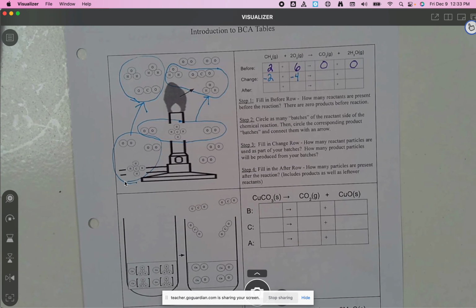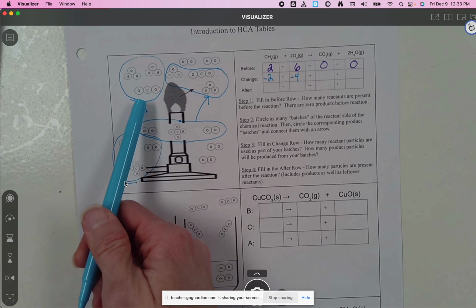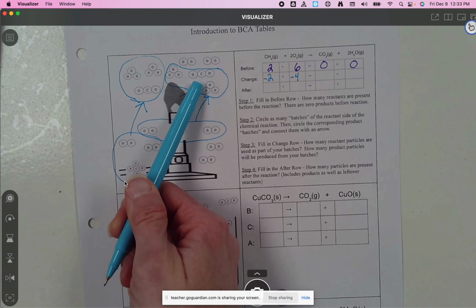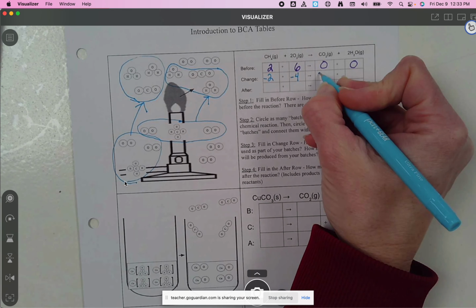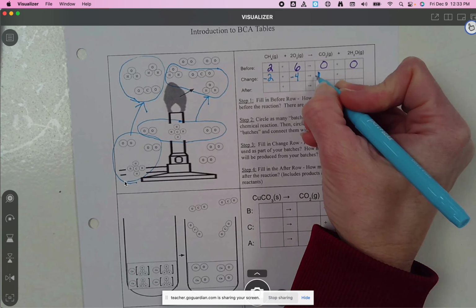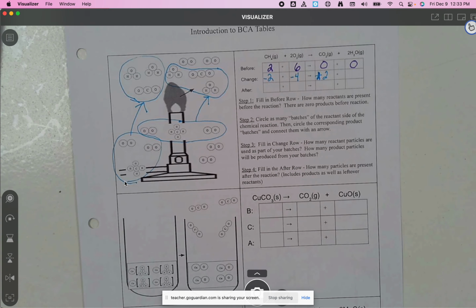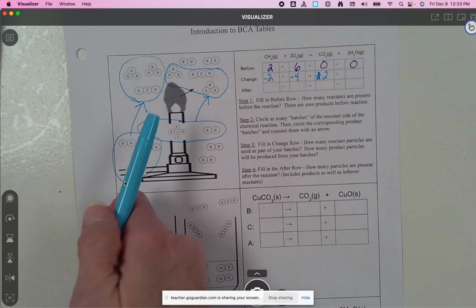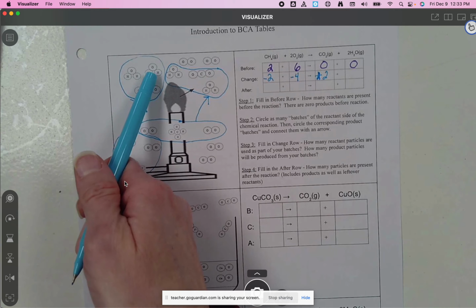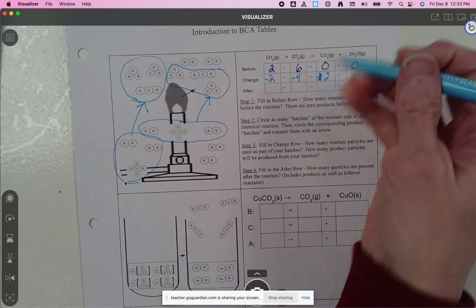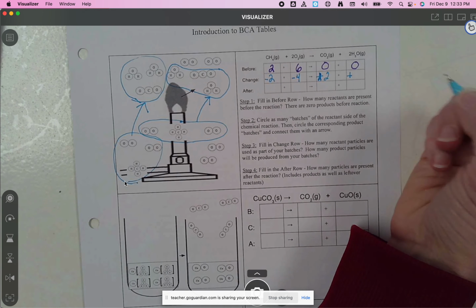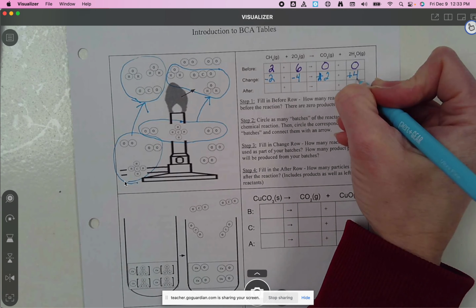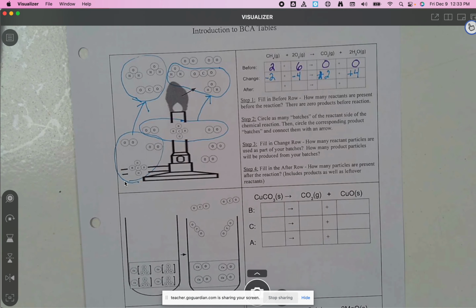And then you look at what's circled in the products area, and that's what you gained. I gained 1, 2 carbon dioxides. So that's positive 2. And I gained 1, 2, 3, 4. So I gained, that's positive 4 H2Os.